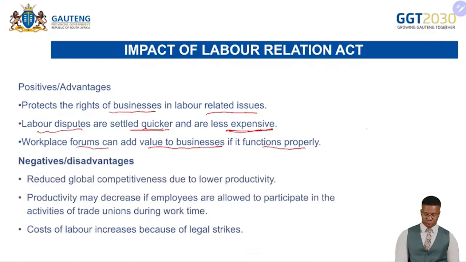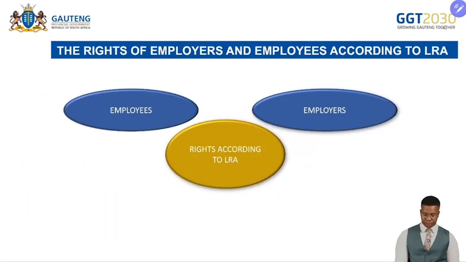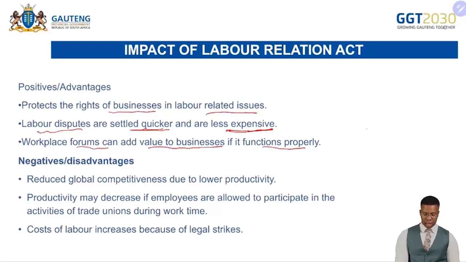Then we also look into negatives. When we are looking into negatives, it reduces global competitiveness due to lower productivity. Labor relations protect the employees because employees have the right to strike, have the right to complain, lodge a grievance, and so forth. So it means the productivity of South Africa gets to be affected because of the laws that protect the employees in the country.